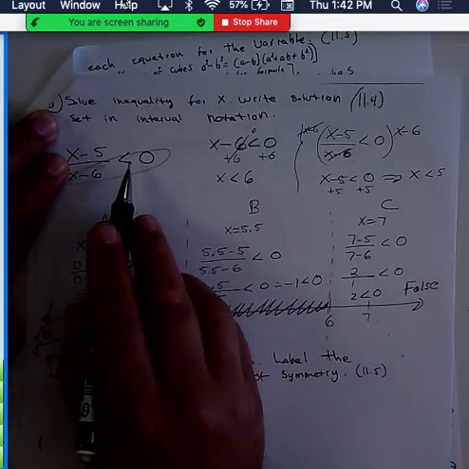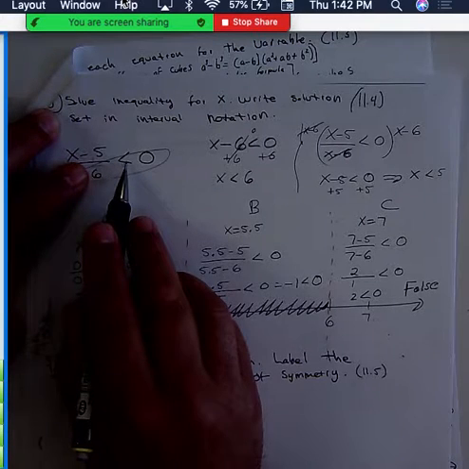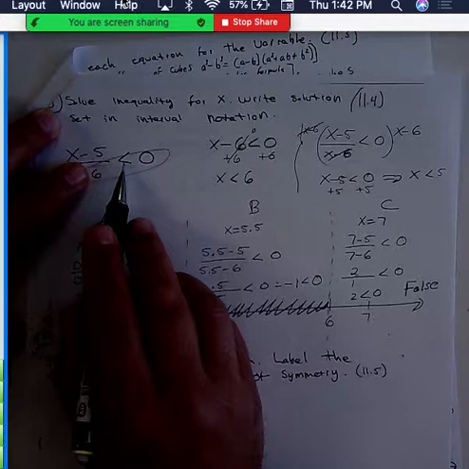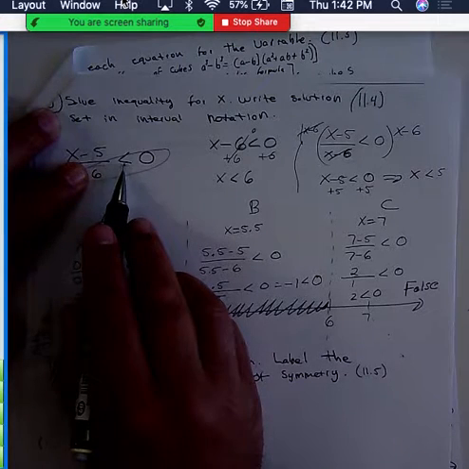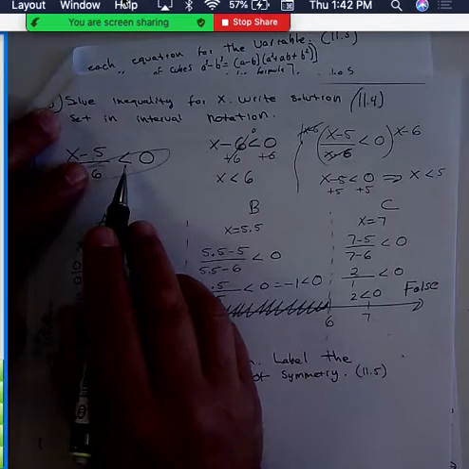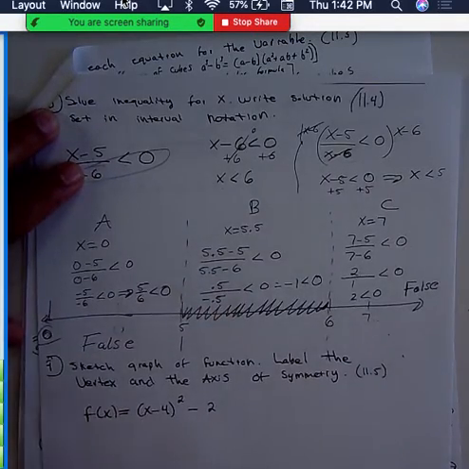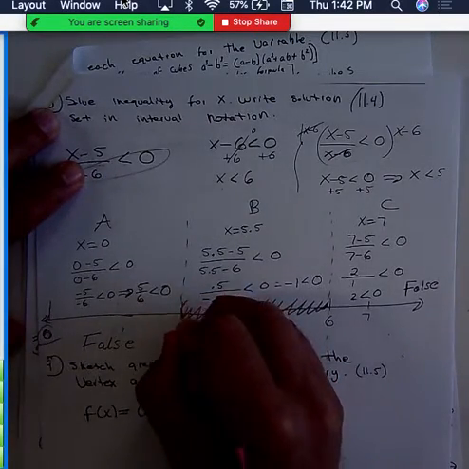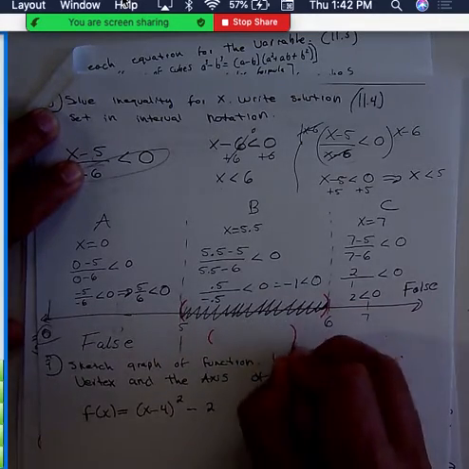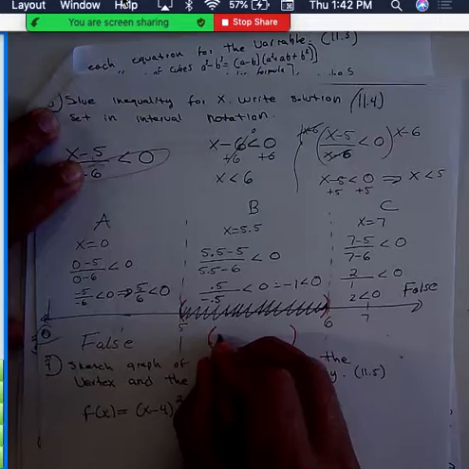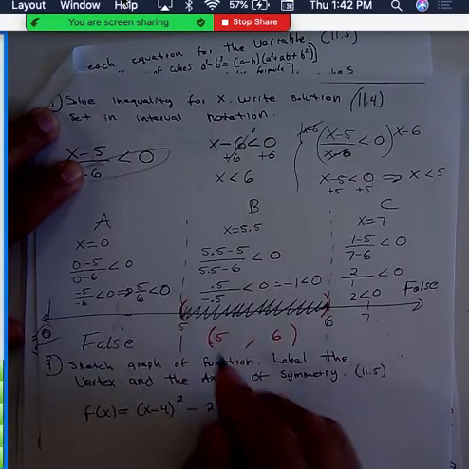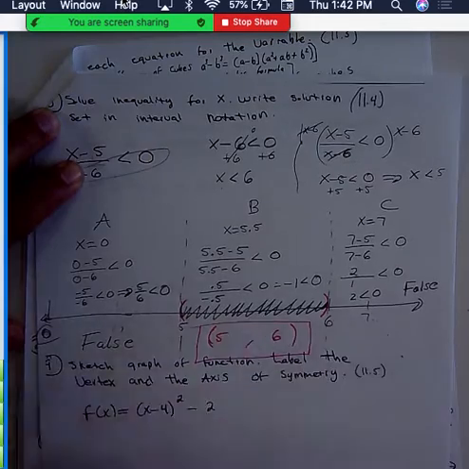What do we use here? Brackets or parentheses? Do we use brackets or parentheses when you don't have the line at the bottom? No, parentheses. You use parentheses when they're not equal. So you would have parentheses 5, comma 6. And that's the interval notation of this thing.